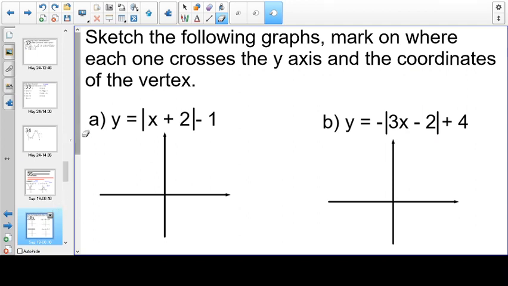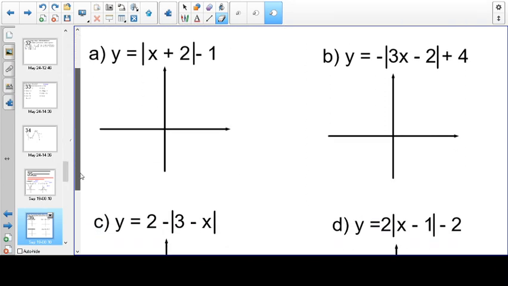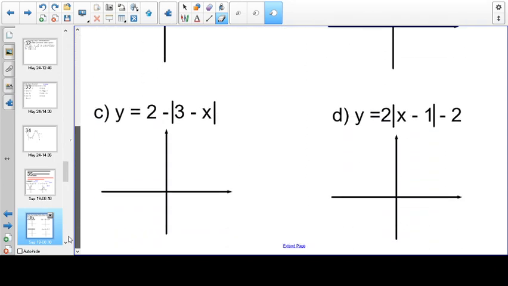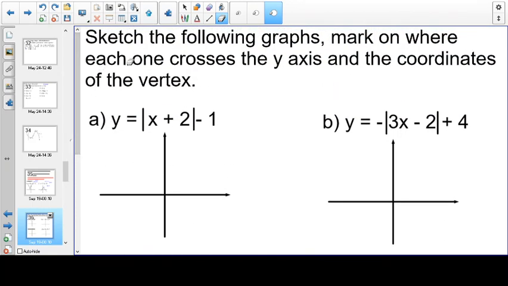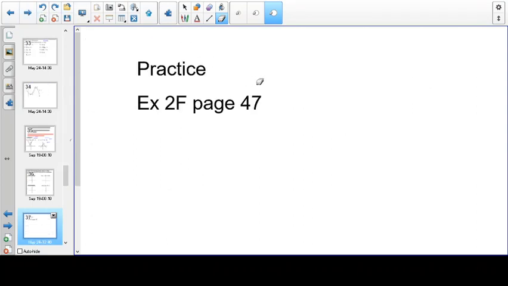Okay, so you should have these 4 in your booklet. I want you to sketch the graphs, mark on where each one crosses the y-axis, and what the coordinates of the vertex are. Those 4. Okay, we'll go through the answers in the tutorial. Once you've done that, exercise 2F, page 47. Okay, and that's the end of this video.